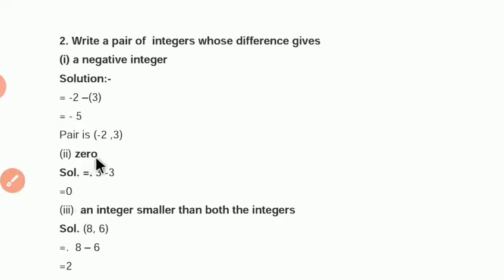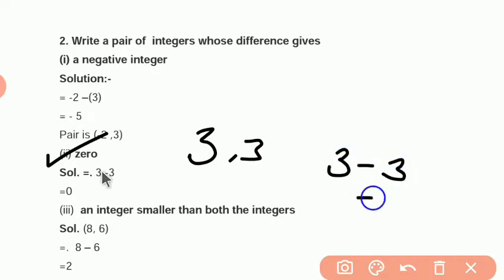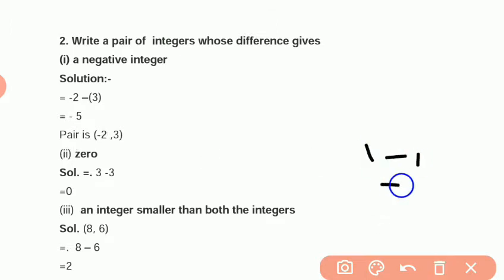Second one, 0. Again we have to take any two integers. Pair means there should be two integers, and if we find the difference between the two integers, we should get 0. So when will we get 0? If both integers are the same. So 3 minus 3 is equal to 0, or you can take 1 minus 1 or 4 minus 4, then 5 comma 5, any number as you want.